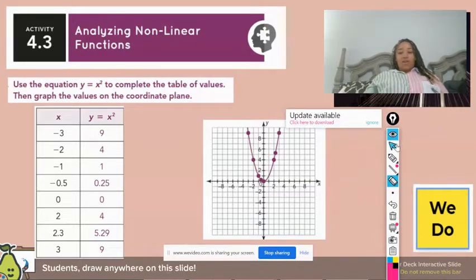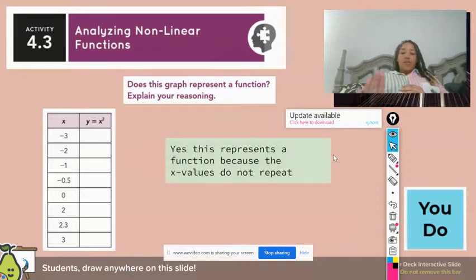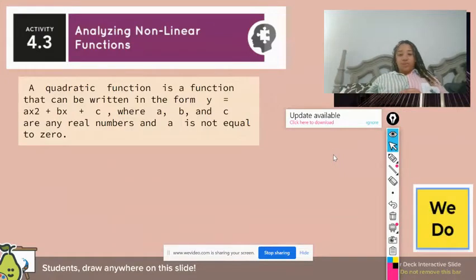How fun. Okay, so does this graph represent a function? Explain your answer. Yes, this does represent a function because this graph passes the vertical line test. There were no repeating x values. So yes, this represents a function because the x values do not repeat.